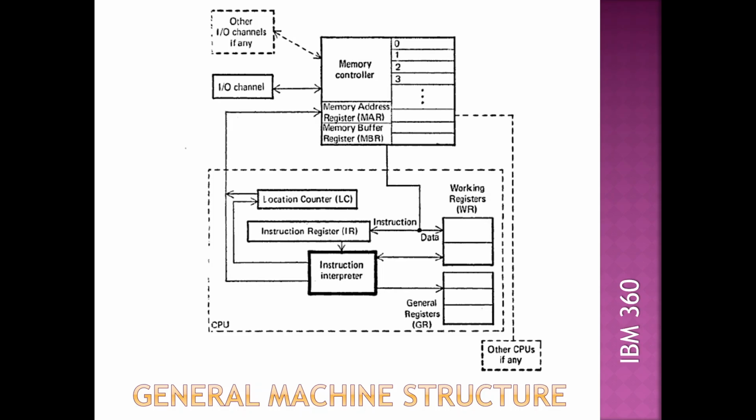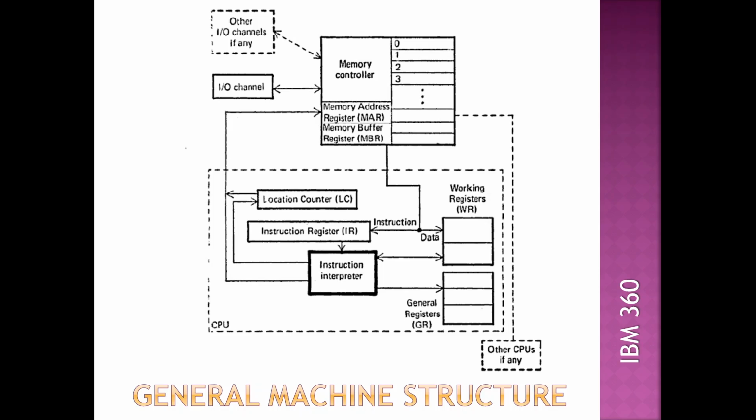We will see that in detail later, don't worry. So this is what happens. Memory address register will hold the address, buffer register will hold the data. What is a memory controller? The memory controller is going to transfer the data present in the memory buffer register into the core memory, so that further calculations can be done.